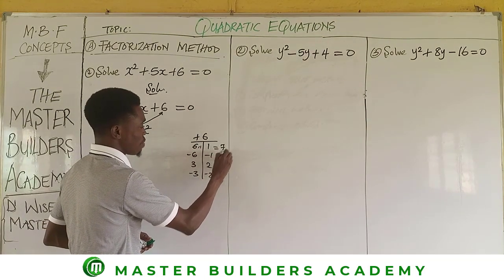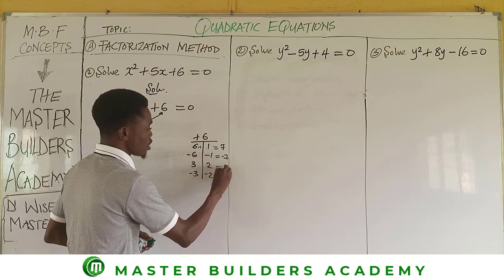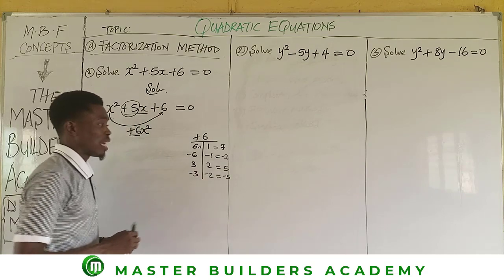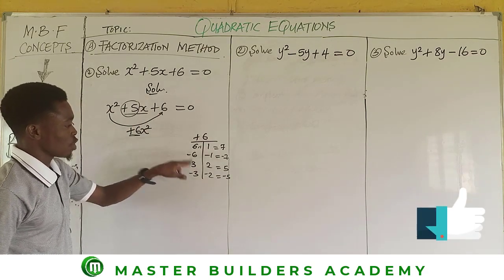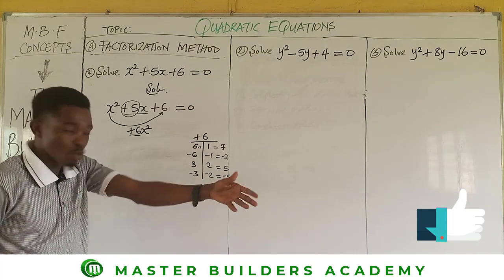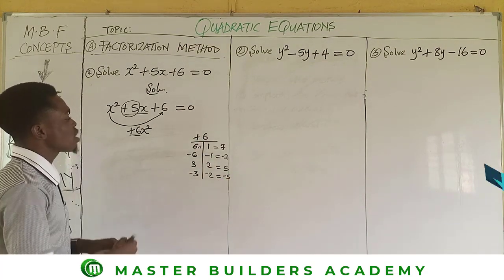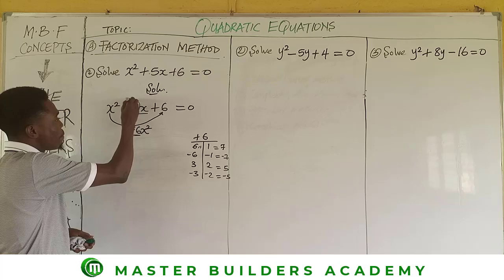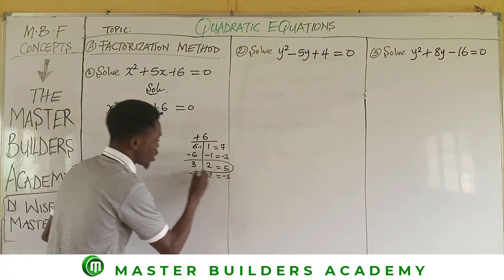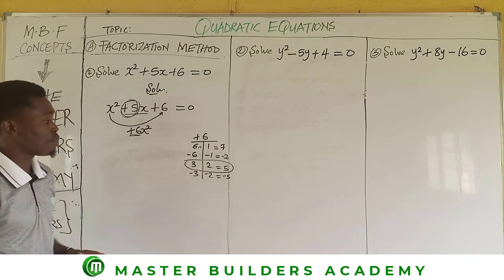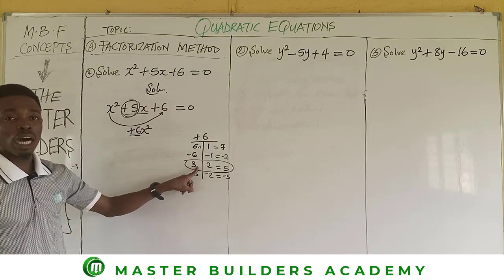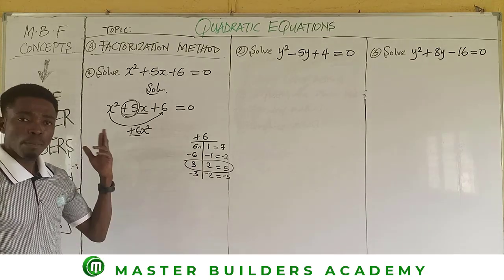This will give us plus 7, this will give us minus 7, this will give us plus 5, and this last one will give us what? Minus 5. Yes, 6 plus 1, minus 6 plus minus 1, 3 plus 2, minus 3 plus minus 2. So these are the results. Now, among these factors, which one gives us the coefficient of the middle term? It is the third factor, which is plus 2 and plus 3. Therefore, we will ignore all other factors and go with the one that has positive 3 and positive 2.